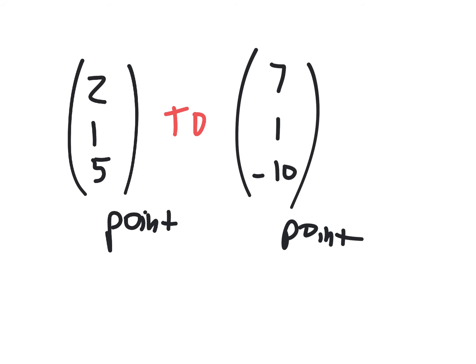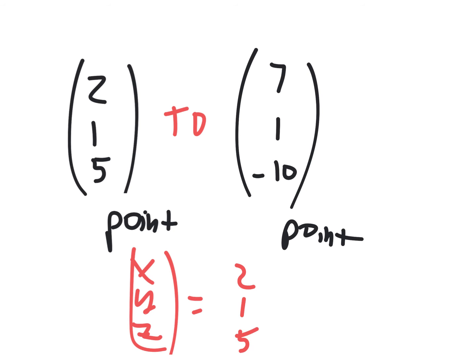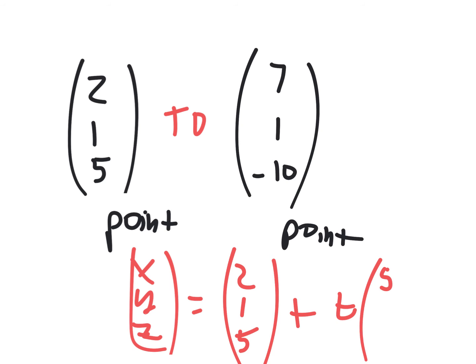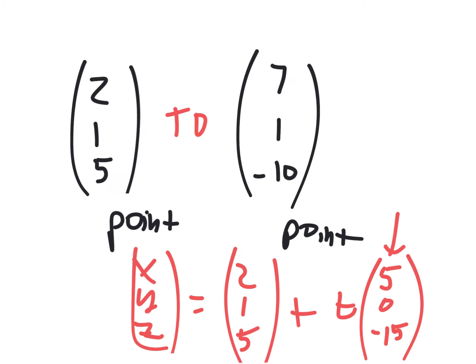Okay, let's see. What did you get for this one? We're gonna go back in the corner. Eshoff. x, y, z equals 2, 1, 5 plus t times 5, 0, negative 15. Anybody verify that? Awesome. So again, how did you get these numbers? That's the move. That's the vector.